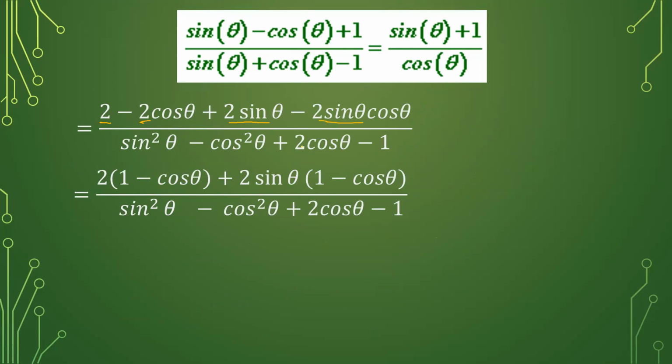O diba? Factoring is very important. So, nilabas yung 2, matitira si 1 minus cosine theta. Nilabas si 2 sine theta. Andun din si 1. Understood, diba? 1 minus cosine theta. Okay. Tapos dito sa baba, same pa din, ano? Wala pa tayong ginagalaw. Pero take note, sine squared theta, pwede nating isulat as 1 minus cosine squared theta.